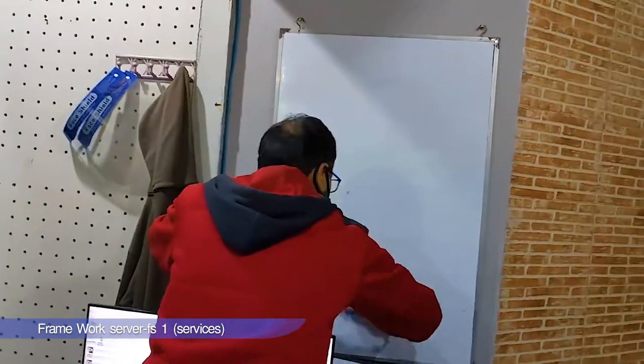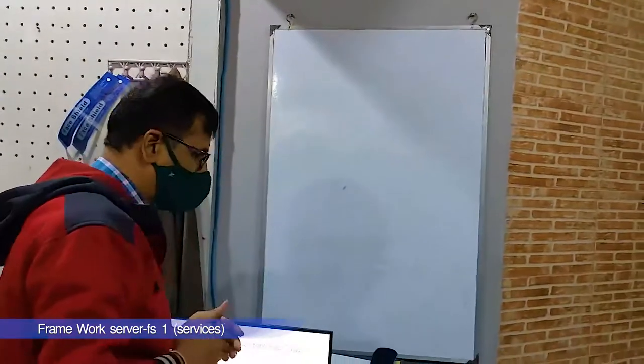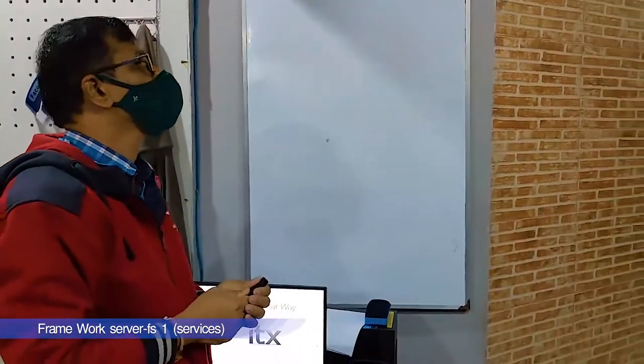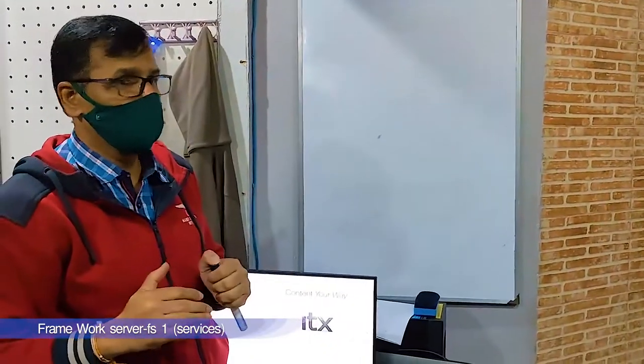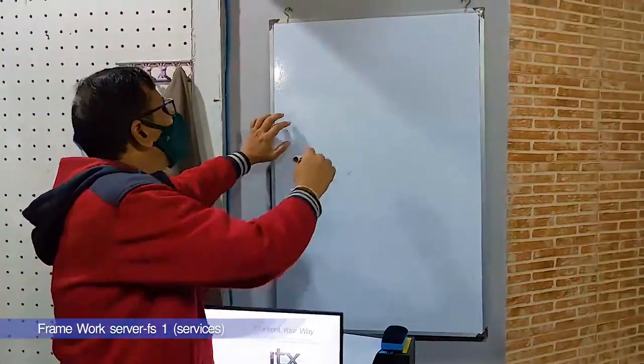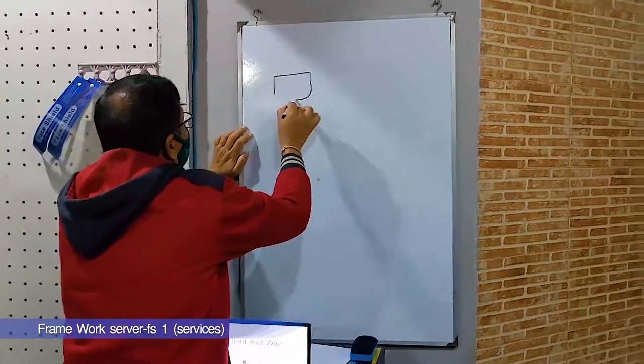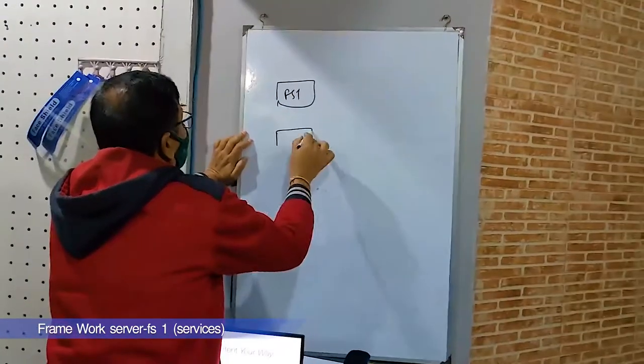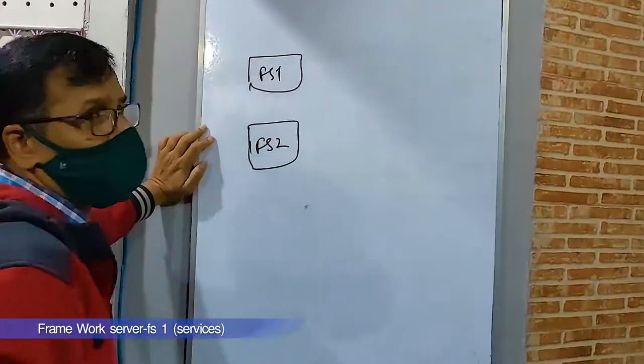So usually in the case of the ITX framework server, we'll go there now. Usually the ITX framework server can be in a main and backup mode if you have redundancy. There will be a main framework server and a backup framework server. In fact, there is no main and backup, both will be active. Depending on the service, it can be either primary or backup. So what happens usually is you have framework server 1 and framework server 2.